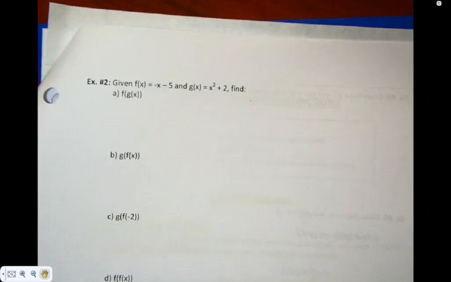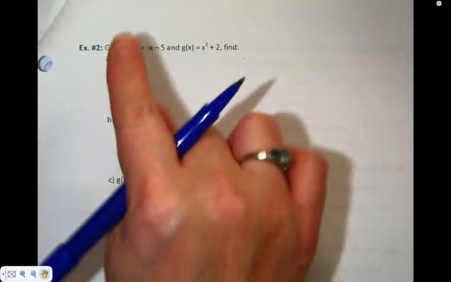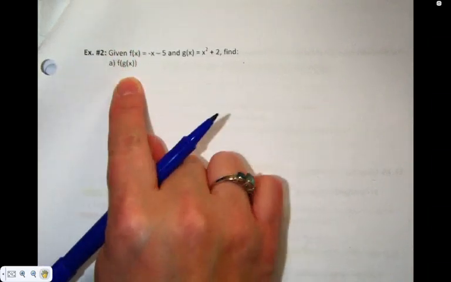So given f of x is negative x minus 5 and g of x is x squared plus 2, we're going to find f of g of x, g of f of x, g of f of negative 2, and f of f of x. That is one of my favorite functions ever. What do we do with this when there's no x value?